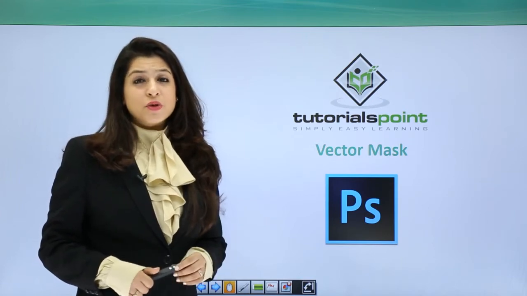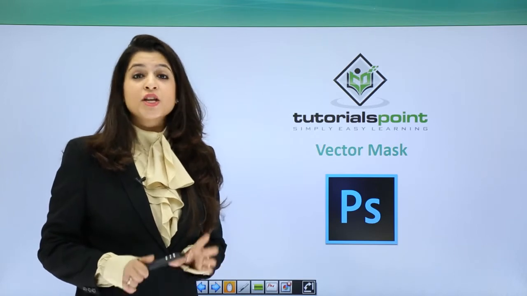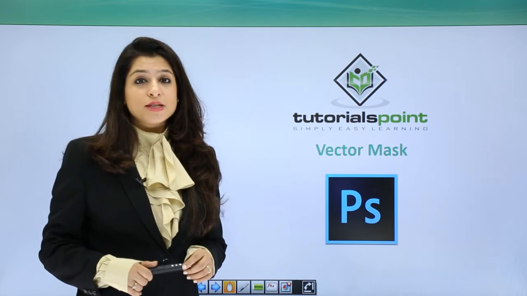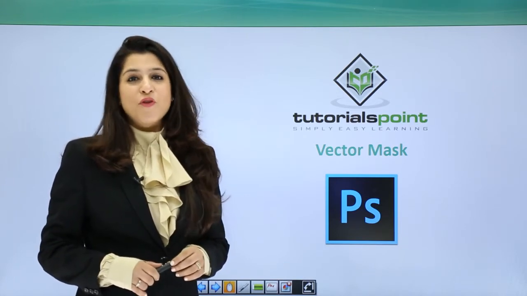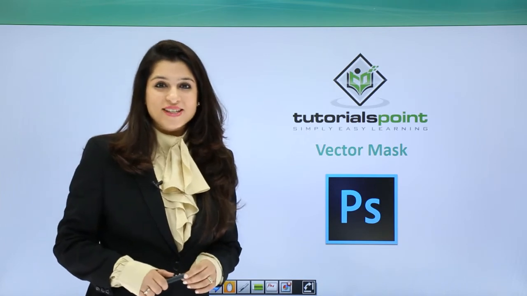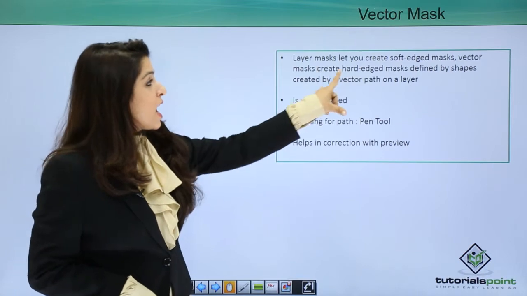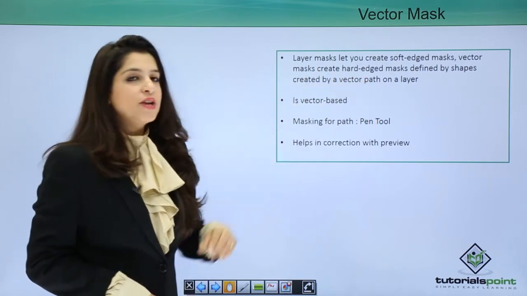Like in the previous lecture we did layer masks. Layer masks help us create layers which had soft edges. But with vector masks we're going to create masks with hard edges. So let's move forward and understand vector masks. Vector masks, like I said, create hard edge masks, whereas layer masks create soft edge masks.